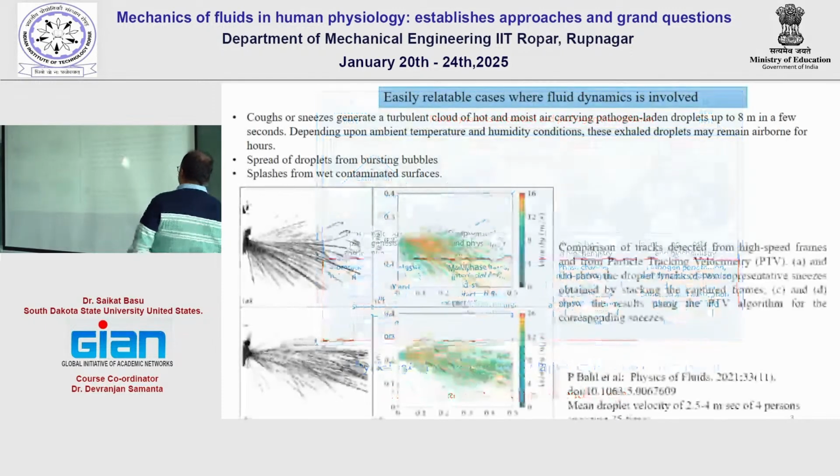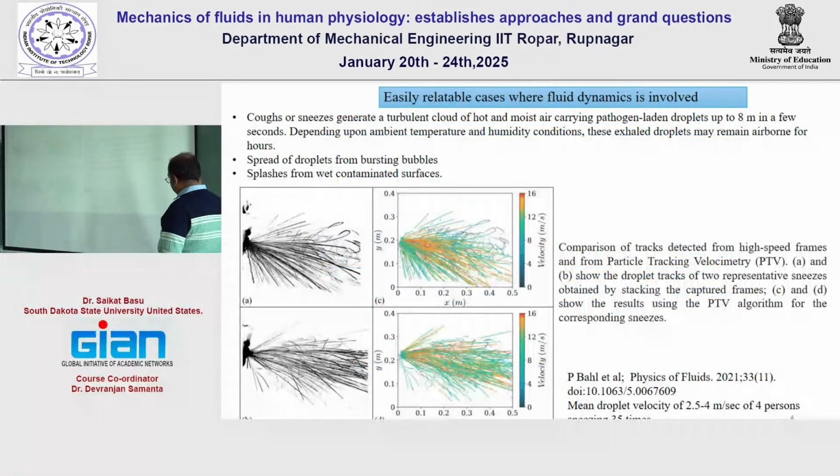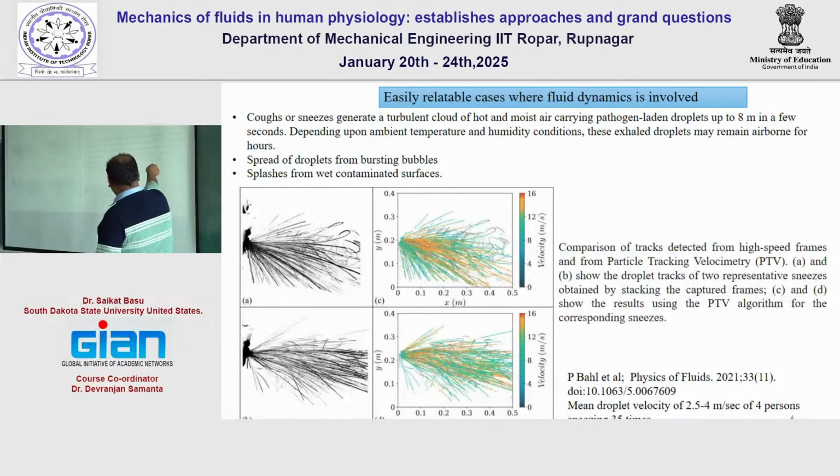Some day-to-day events. This is a kind of particle tracking. You can see a comparison of the tracks detected from high-speed trains using the particle tracking velocity method. So basically, we will track the droplets and their speed and how much they spread out. So here are coughs or sneezes, spread of droplets from bursting bubbles, splashes from wet contaminated surfaces.